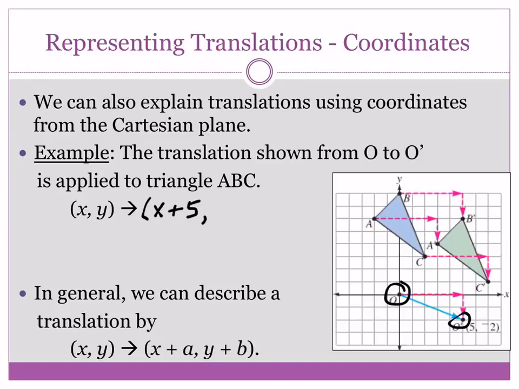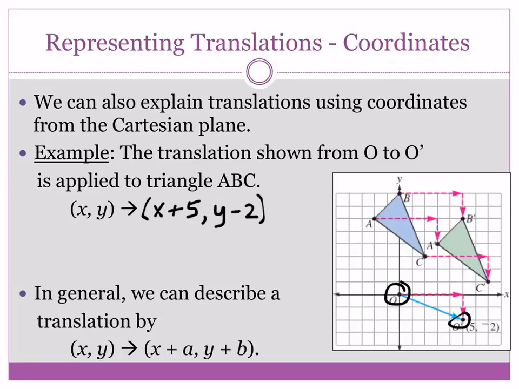All right, and then we said we moved it down 2. Well, if moving things left and right corresponds to x, then moving things up and down corresponds to y. And if we moved it down 2, what would that be doing to all of our y coordinates? Subtracting 2. Yeah, so we would have y minus 2. So we add 5 to the x values, we subtract 2 from the y values.